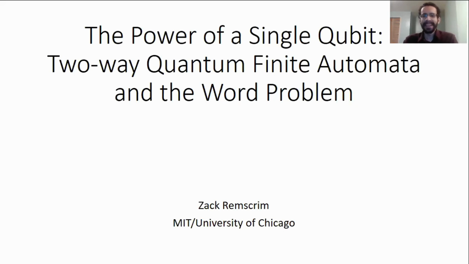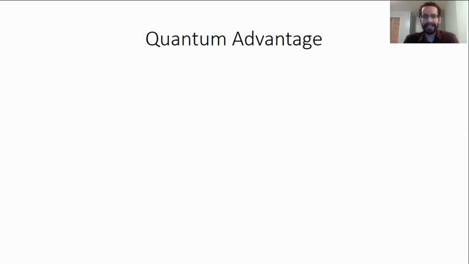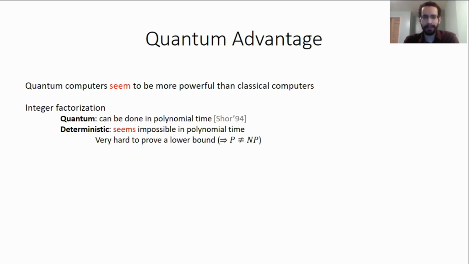All right, let's start by talking about the notion of quantum advantage. Now, as we all know, quantum computers seem to be more powerful than classical computers. Perhaps the most famous example of this apparent advantage is given by the factoring problem, where by Peter Shor's landmark result, a quantum computer can factor an integer in polynomial time, whereas there's certainly no known classical polynomial time factoring algorithm.